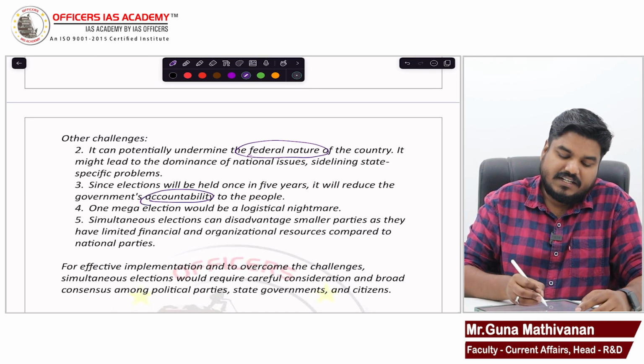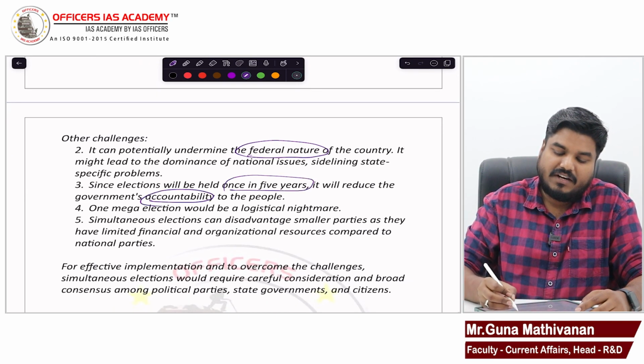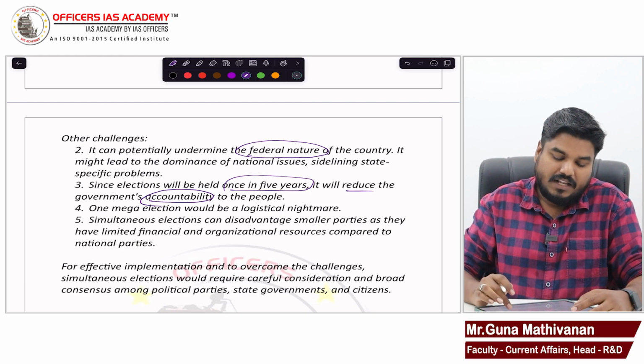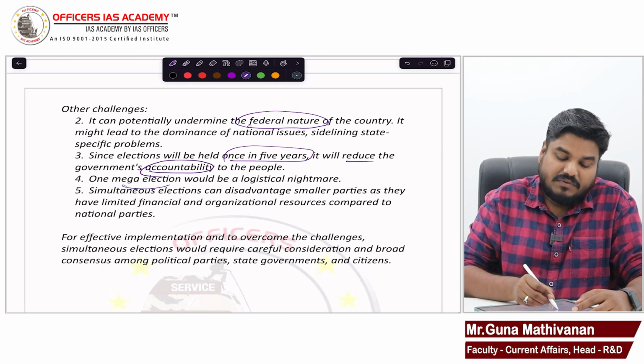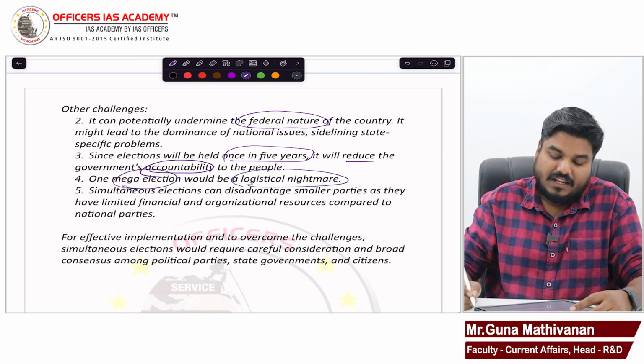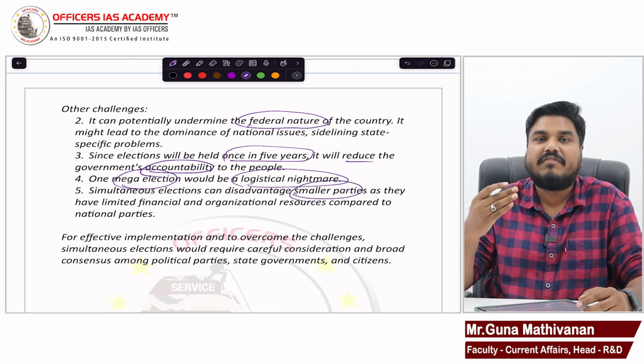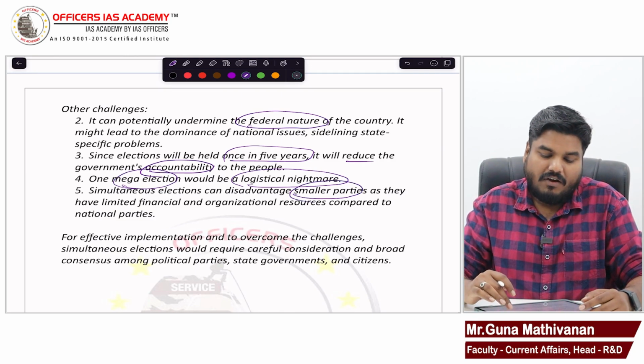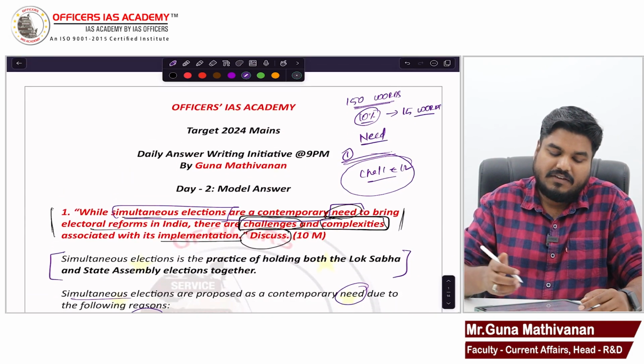Accountability: if elections are conducted only once in 5 years, it will reduce the accountability of the politicians. One mega election would be a logistical nightmare. Small parties' visibility will be reduced. All these can be challenges. Then finally, you can give a conclusion.